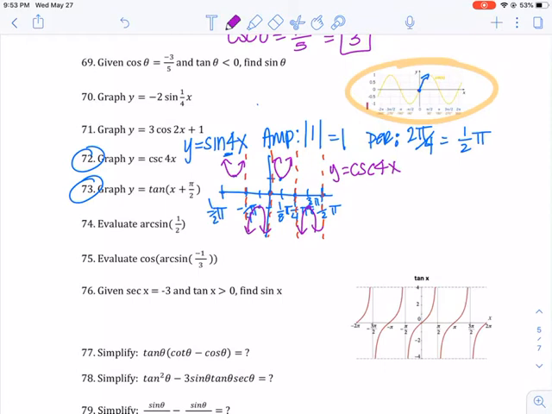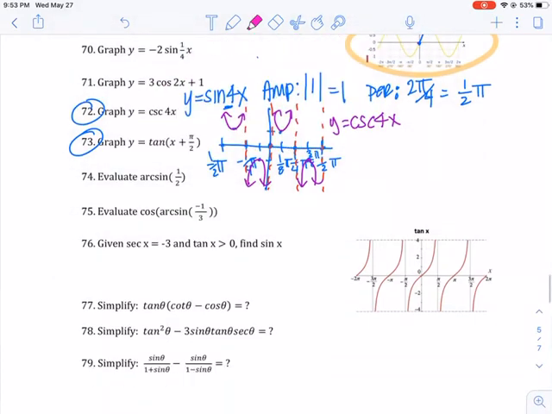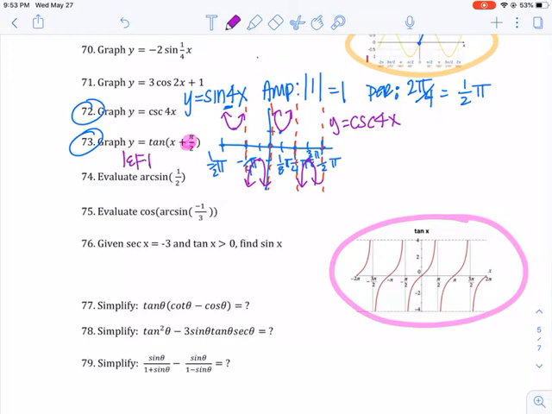All right, 73, graph tangent of x plus pi over 2. So here, we'll highlight in pink, this is your basic tangent graph. Okay, so what's happening here is I'm adding pi over 2. If you're adding to the x, it's going to shift right or left. Since it's a plus, we're going to go left pi over 2.